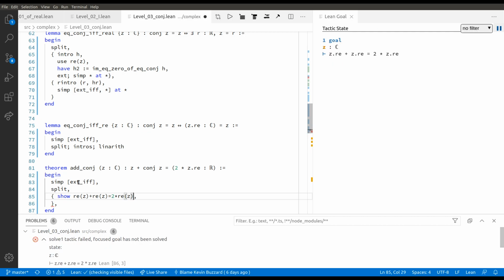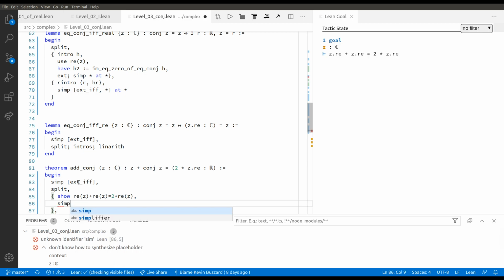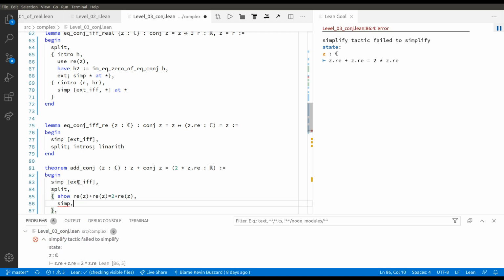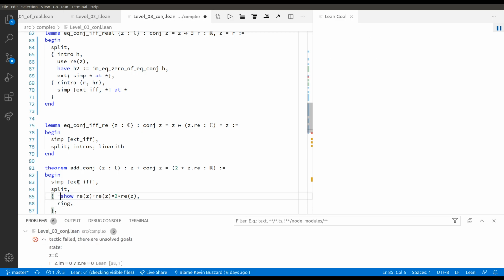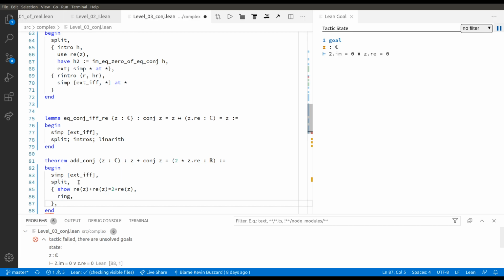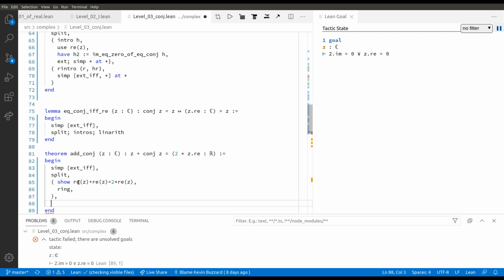It suffices to prove. I claim it's a... Oh, there we go. So now maybe the simplifier will do that. It doesn't do that. Okay. Oh, ring will do it. Right. Did ring do it before? No, ring didn't do it before. So there we go. And now what's going on here?